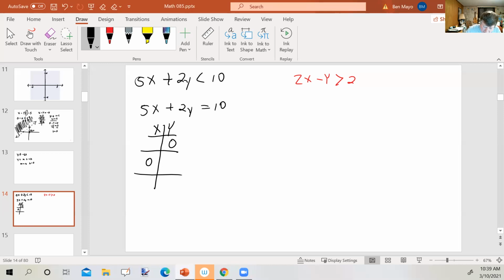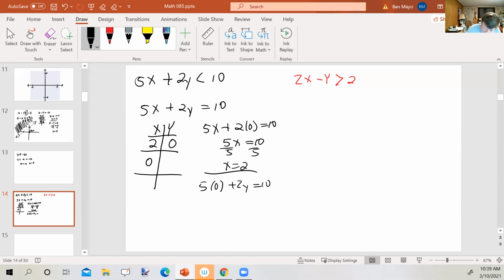So to find the x-intercept, if y is 0, we get 5x plus 2 times 0 equals 10. 5x equals 10. X equals 2. To find the y-intercept, set x equal to 0. 5 times 0 plus 2y equals 10. 2y equals 10, divide by 2, y equals 5. So now we have the two ordered pairs, 2, 0 and 0, 5.